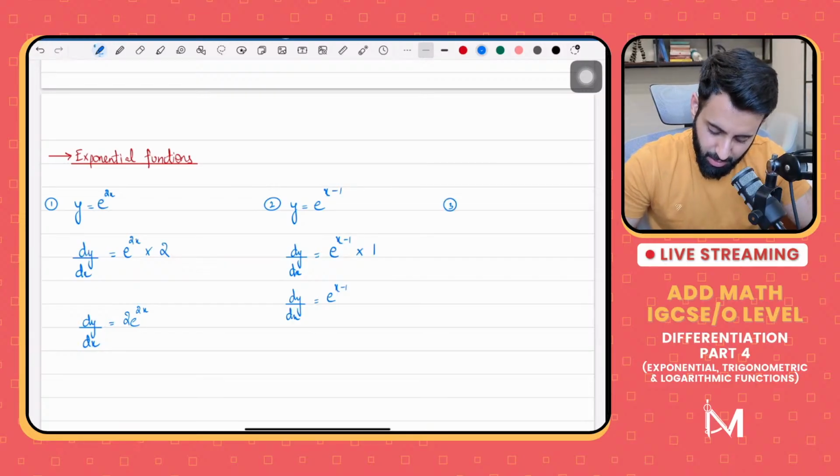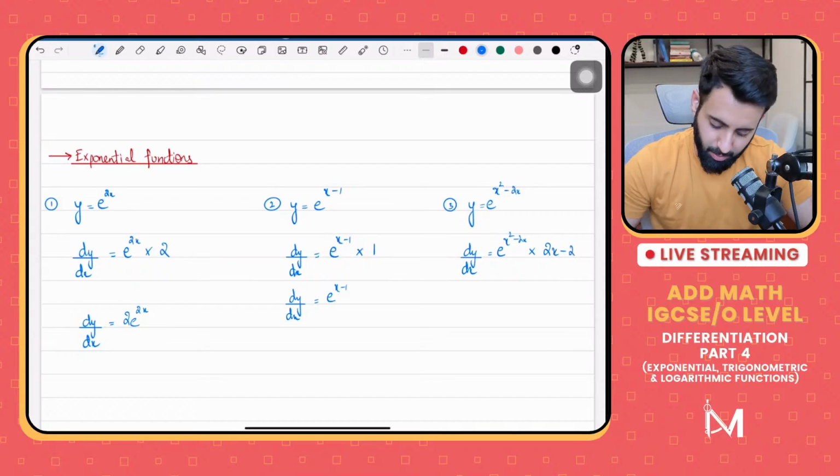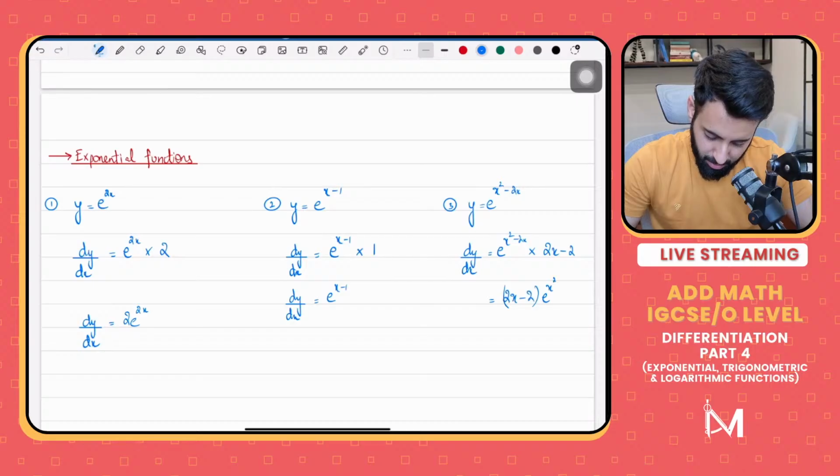Let's do another example. Let's say you have y is equals to e raised to the power x square minus 2x, and you're asked to differentiate. So how will you differentiate? Dy by dx will be equal to e raised to the power x square minus 2x as it is. This will be multiplied by the differential of x square minus 2x, which is going to be 2x minus 2. Okay. So in the end, make sure to write this nicely. So you have 2x minus 2 first, which is being multiplied by e raised to the power x square minus 2x. And what's this equal to? This is equal to dy by dx.